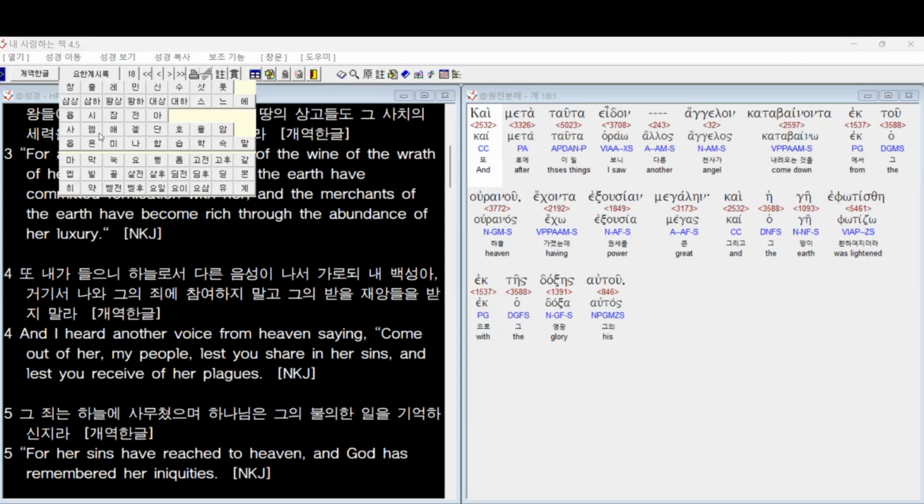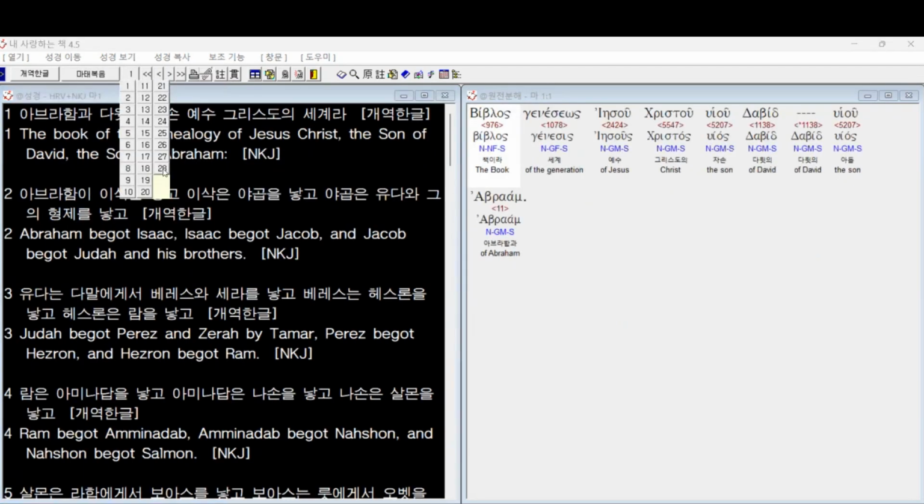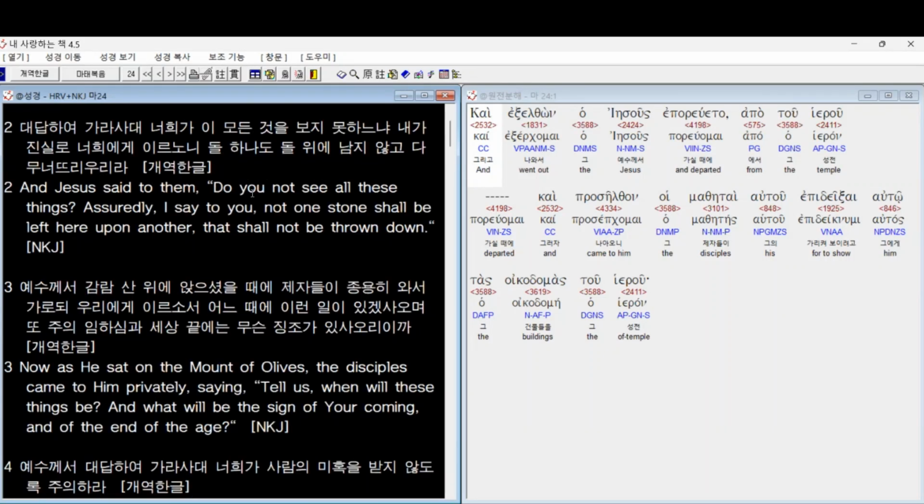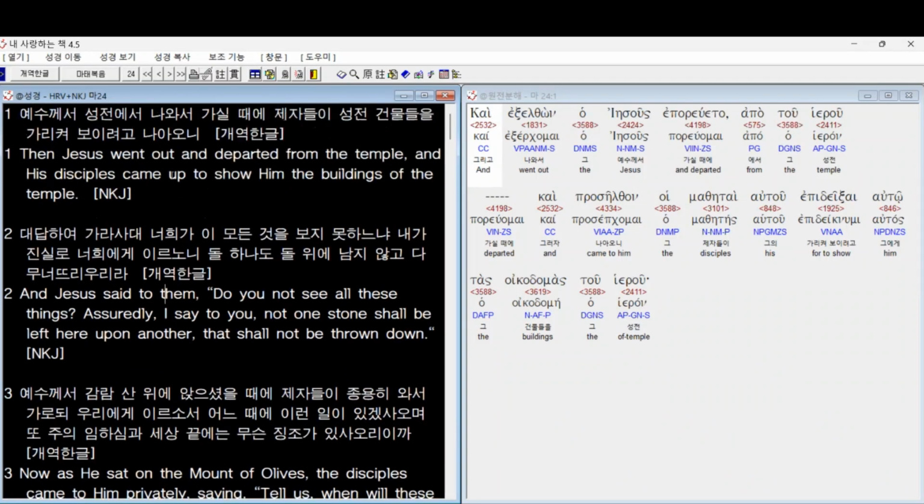That's why when we go to Matthew chapter 24, Jesus is talking. Jesus went out and departed from the temple, the building temple. His disciples came up to show him the buildings of the temple. And Jesus said to the disciples, do you not see all these things? Assuredly I say to you, not one stone shall be left here upon another that shall not be thrown down.